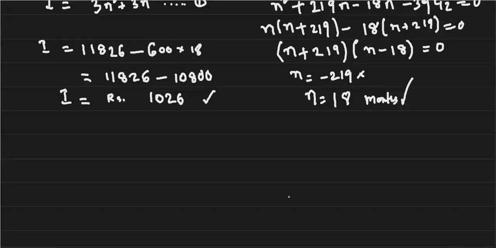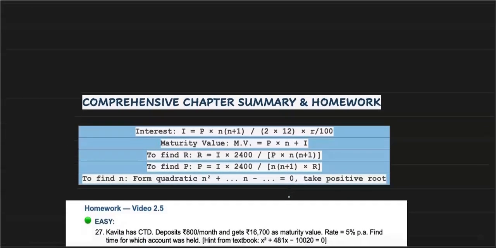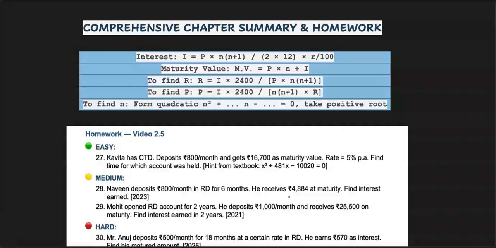So yeah, before ending this chapter, let's have a quick summary. Interest formula is, you can take a screenshot of this as well. Interest formula is I equal to P into N into N plus 1 divided by 2 into 12 multiplied by R by 100. You know what is P, N, R and I, right? Maturity value formula is P into N plus I. I you will get from the first formula. And if you are finding R, you can tweak the formula and get the answer, or you can just substitute everything then and there and switch sides to get the value of R.